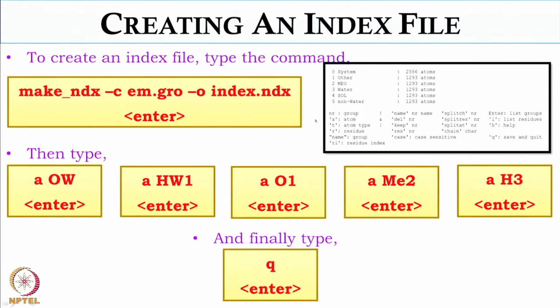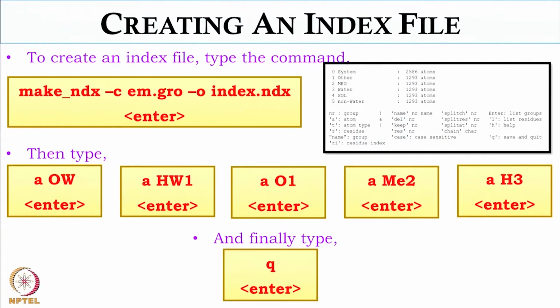So now that HW1 is just the name you are giving. It could be HW2, but it has to be HW1 or HW2 for water. Similarly for methanol, since in the PDB file it is already O1, Me2 and H3, we have no choice. We have to give O1, we have to give Me2 and we have to give H3. We cannot write H4 or H1 or H2.